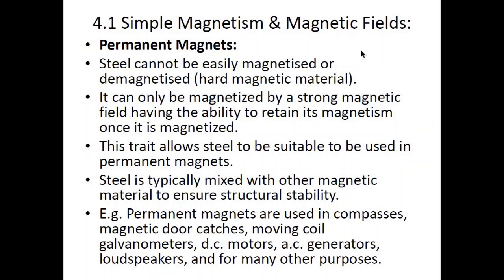For example, they are used in compasses, magnetic door catchers, moving coil galvanometers. A galvanometer is a meter that can be used to measure very small currents. They are also used in DC motors, AC generators, loudspeakers, etc.